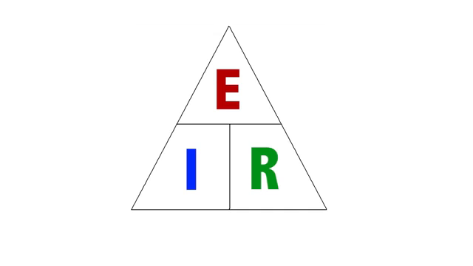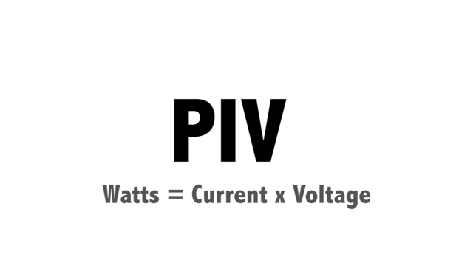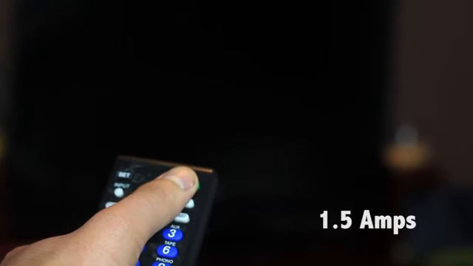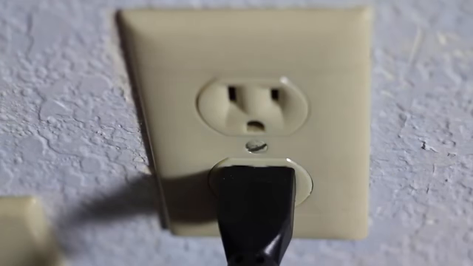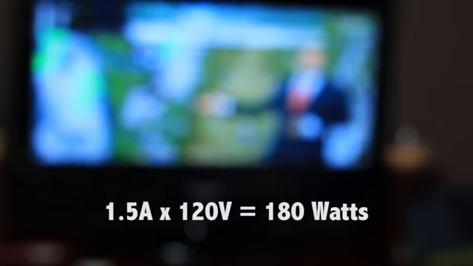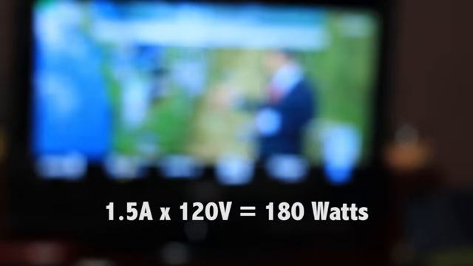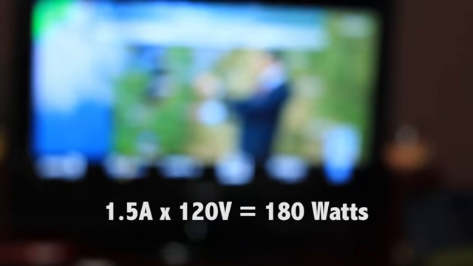How about if I want to know the power of some sort of a load? Great question. For this, my friend, we use the formula known as PIV, where P equals power or wattage, I equals current, and V equals voltage. For example, let's say you have a TV that uses 1.5 amps, and it plugs into the outlet of your house that we know is 120 volts. Therefore, we use this formula: 1.5 amps times 120 volts equals 180 watts. 180 watts? Cool! It sure is.